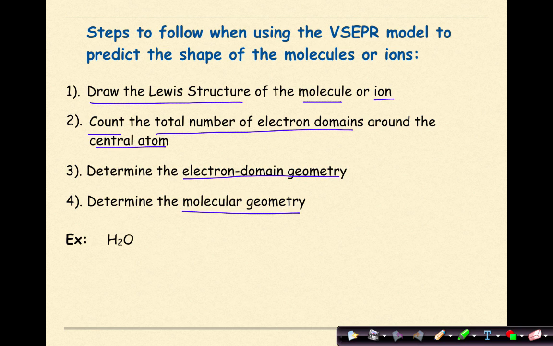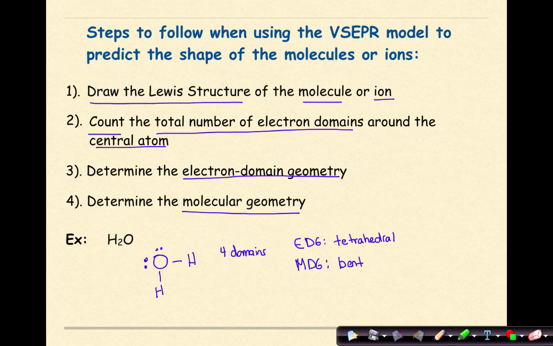I know that the Lewis structure of water is going to be an oxygen, hydrogen, hydrogen, a lone pair up here, and a lone pair over here. So if I look at this, I have 4 domains total. If I look at the electron domain geometry, I would take into account both the bonding and non-bonding pairs, and I would say the shape of this is tetrahedral. If I'm looking at the molecular geometry, I'm only looking at the bonding pairs, and I would say the shape of this is bent.